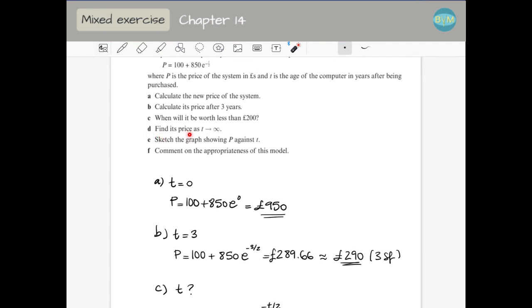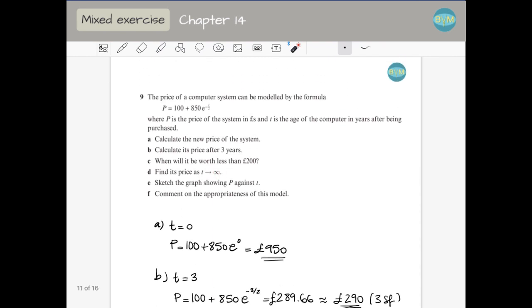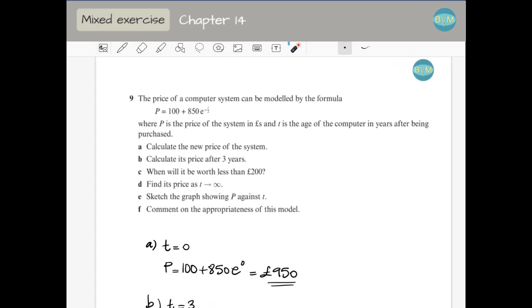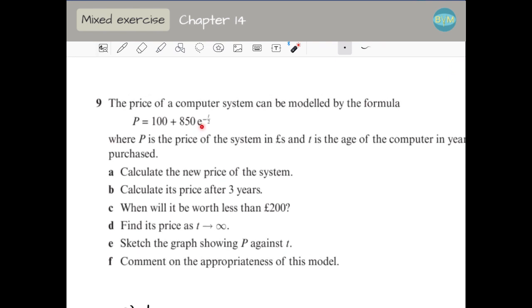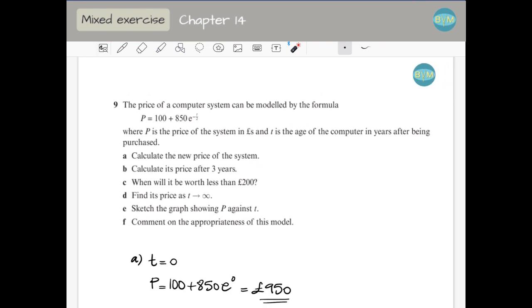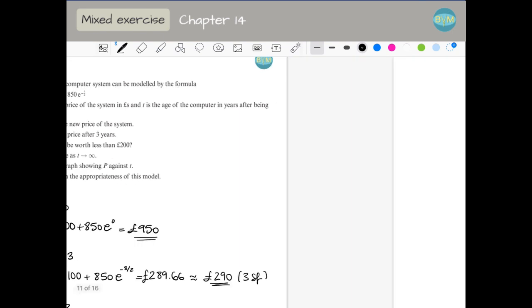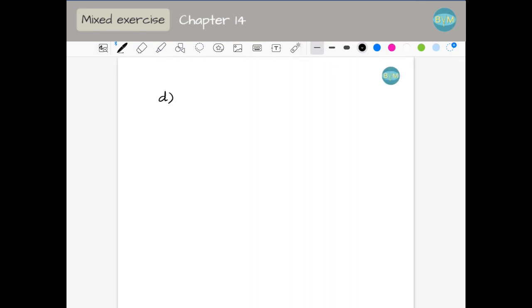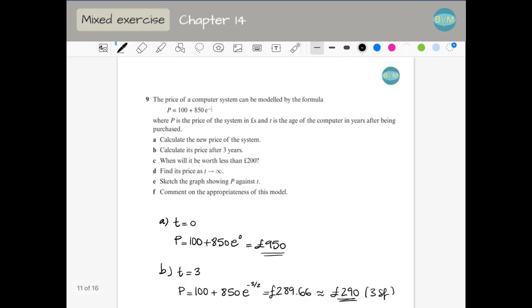D, find its price when t increases to infinity. Yeah, so when t tends to infinity, this is going to be, let me show you, easier if we write it with the e in the denominator. So the price is going to be 100 plus 850 times 1 over e to the t halves. I think this is easier to see.